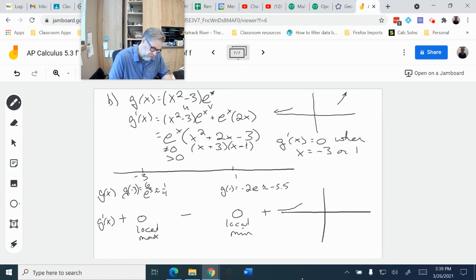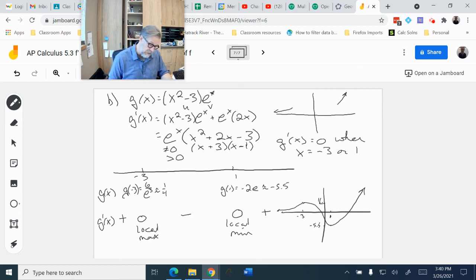And so what I now know is that my graph is going to look something like this: local max at negative 3, local min at, excuse me, positive 1, negative 5.5, not to scale, and approximate, and then zipping off to infinity. The graph of g of x looks something like that.